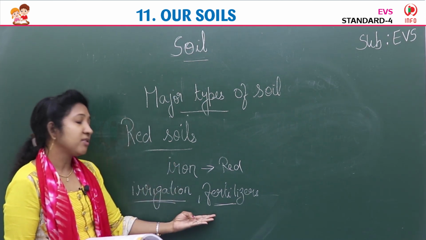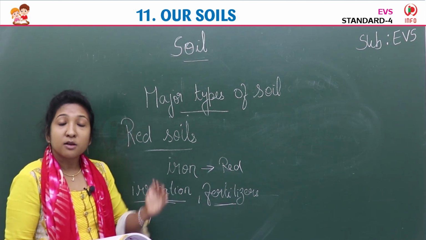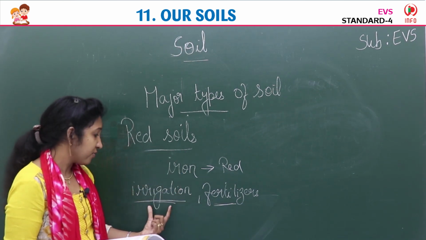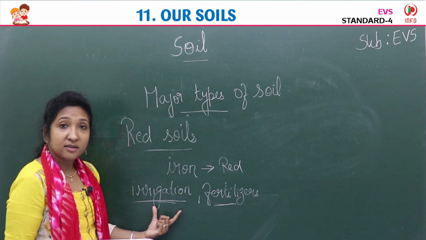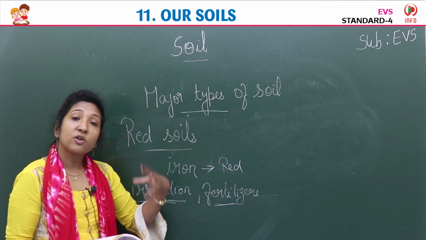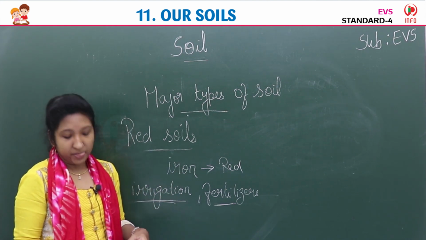Why do we need to give these two things here? Because the soil is medium fertile. So to improve the quality, we have to give much water supply or irrigation and fertilizers. Then we can grow the best crops in this soil.